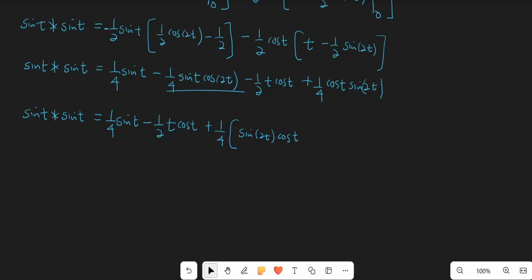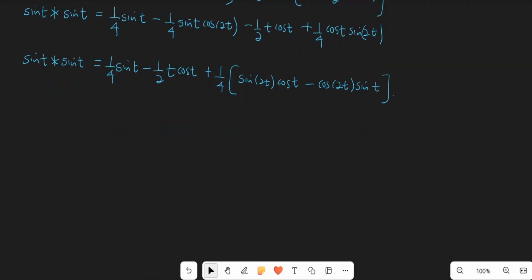And I'll bring this one. 1/4 is factorized out, so it's left with minus sine of t. So let me write minus cosine of 2t and then sine of t, like this. Cool. So now from the double angle identity, let me show you here.